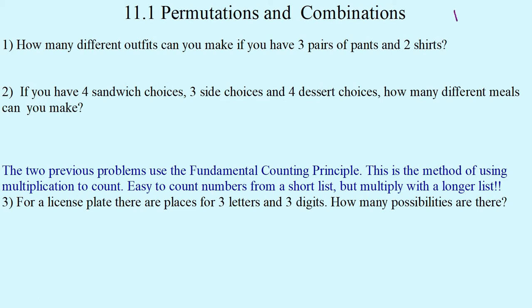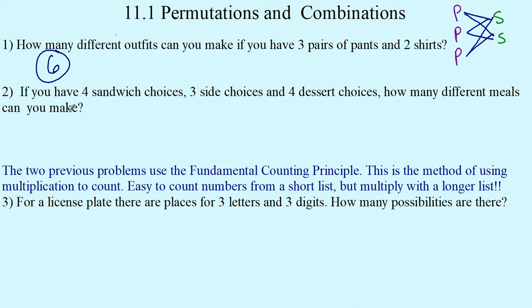All right, so if I list out my 3 pairs of pants and then my 2 shirts, now find all the different combinations. 1, 2, 3, 4, 5, 6. All right, so there are 6 lines combining all the different pants and shirts. Okay?